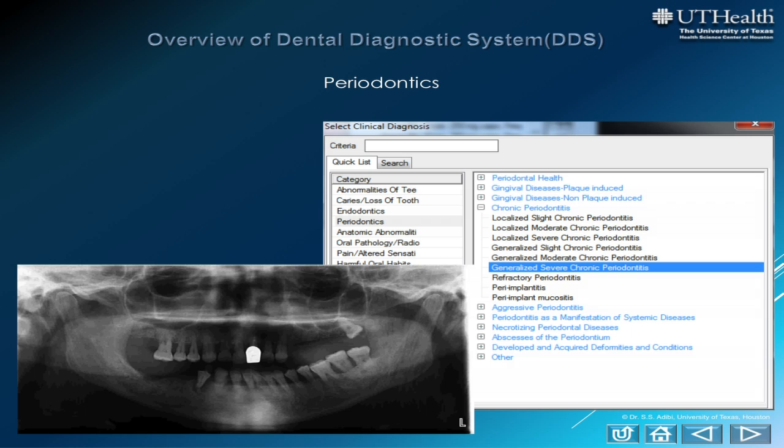The periodontics category consists of several subcategories such as periodontal health, gingival diseases, chronic periodontitis, aggressive periodontitis, periodontitis as a manifestation of systemic disease, necrotizing periodontitis, abscesses of the periodontium, developmental and acquired deformities and conditions, deposits on or staining of teeth, and others.